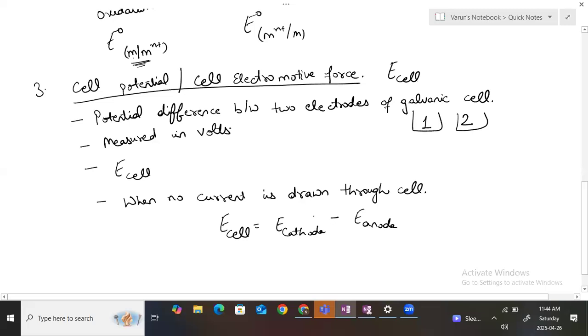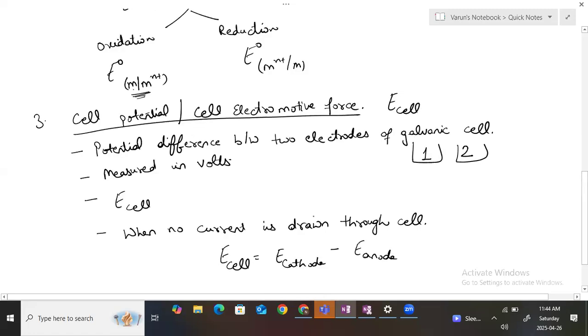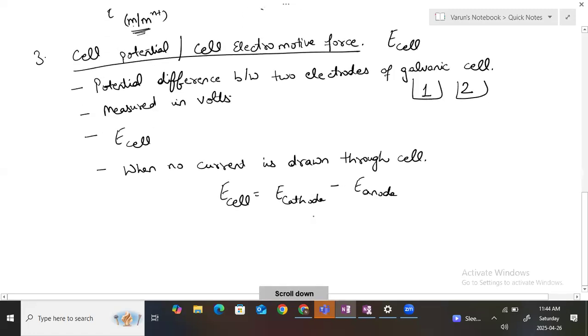Now the thing is, which potential do we take? We have two types of potential, oxidation potential and reduction potential. We have discussed that we have two types of standard potential, but by default, we always take the reduction potential. This we will do later on, how to do it.